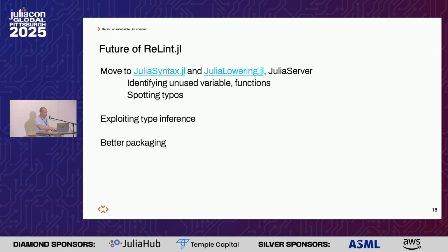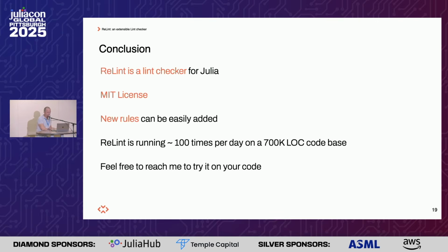To conclude, ReLint is a lint checker for Julia, inspired by StaticLint. ReLint is distributed under the MIT license, so you can use it, whether you are a researcher or a company. You can just use it. Maybe send me an email saying you are using ReLint, and I would be super happy about that. New rules can also be easily added, without touching the core of ReLint. They can be added in a separate file in a nice way.